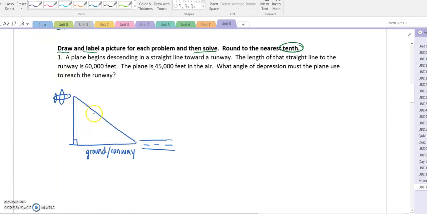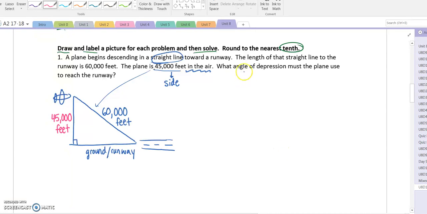Okay, so I've got a plane. It's descending in a straight line. The straight line is that toward a runway. It says the length of that straight line to the runway is 60,000 feet. So that's this side right here, the straight line side. 60,000 feet. The plane is 45,000 feet in the air. Now, 45,000 feet, we know that that's going to be another side. So all you have to ask yourself is, which side would that make sense? If it says it's 45,000 feet in the air, well, this side, the one that we labeled ground/runway, that's not in the air. That's on the ground. So 45,000 feet in the air is going to be our vertical side.